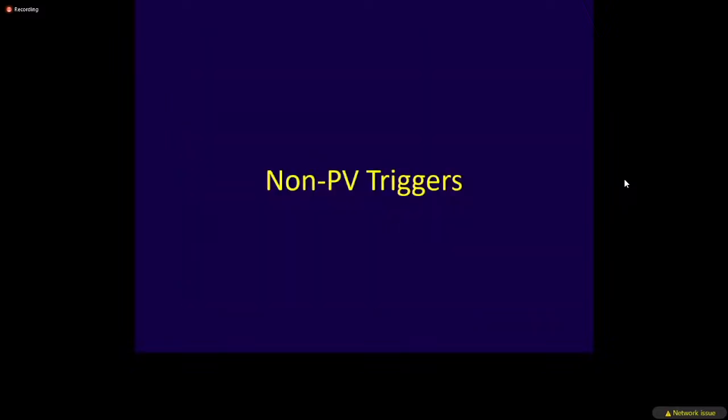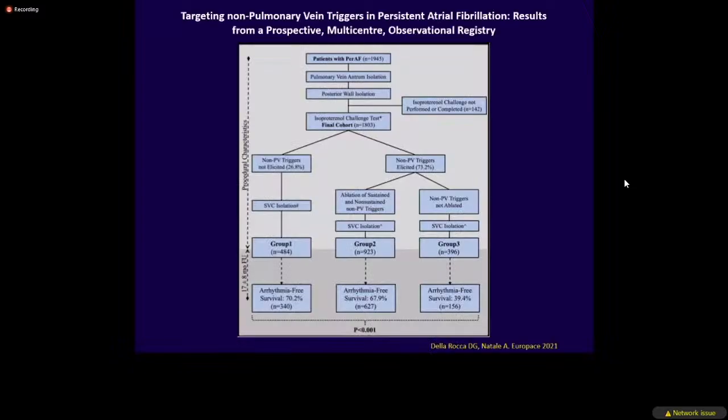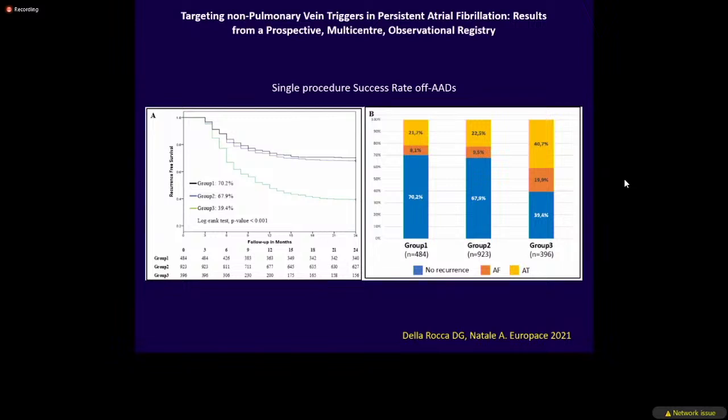This is that paper on non-PV triggers, a large study of close to 2,000 patients with persistent AF, showing that if you ignore a non-PV trigger, the success rate, the green line, is lower. The top line are people that have no non-PV trigger after the PVI and posterior wall isolation, and the other one where the PV triggers were isolated. They have a similar success. The group where the non-PV triggers were ignored is the one with the worst outcome.